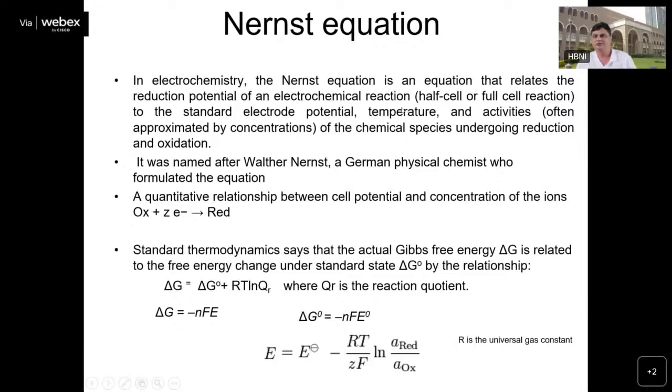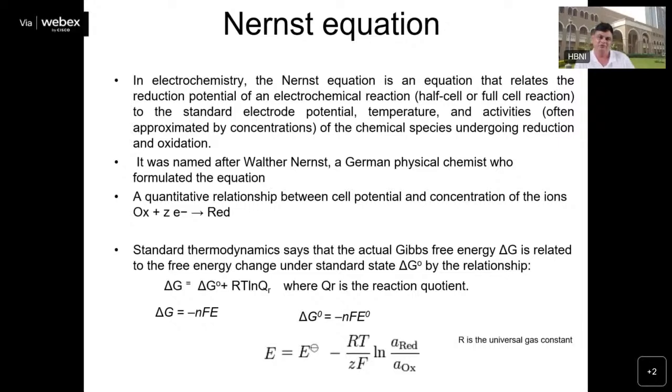and temperature and activity of the chemical species undergoing reduction and oxidation. This equation was named after Walter Nernst, a German physical chemist, who formulated it. It gives a quantitative relationship between the cell potential and the concentrations of the ions, for example, an oxidized species gaining electrons, and then we get the reduced species.